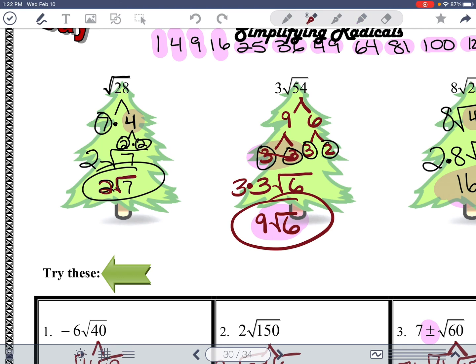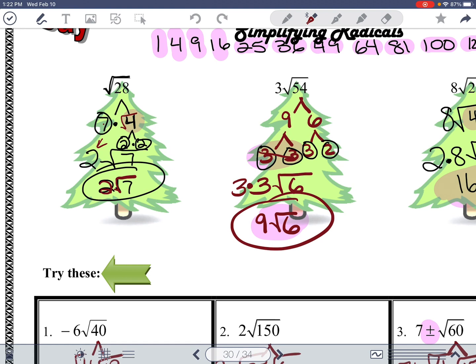But if you think of it this way, 7 times 4, well, 4 is a perfect square. So we're wanting the square root of 4, which is just your 2. So that's why the plain old 2 gets to come out. So the final answer, when we simplify radical 28, is 2 radical 7.